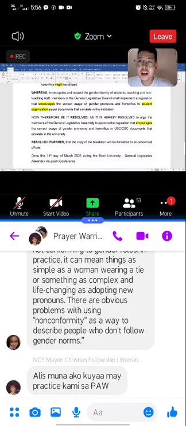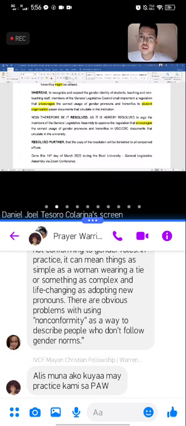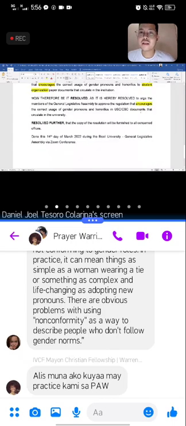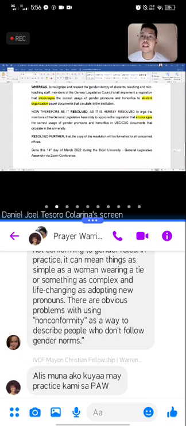Alright, so I'm now asking the proponent to please check the consistency of these two last clauses, whereas to recognize and respect the gender identity, and the last clause, now therefore be it resolved, for it to be consistent with the title of the resolution. Because in the title, student leaders are mentioned. So for the final clause, I think it's best if we also make it consistent. Just to replace the term USC to student organization.